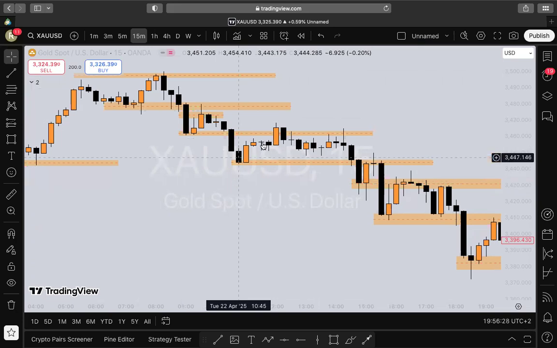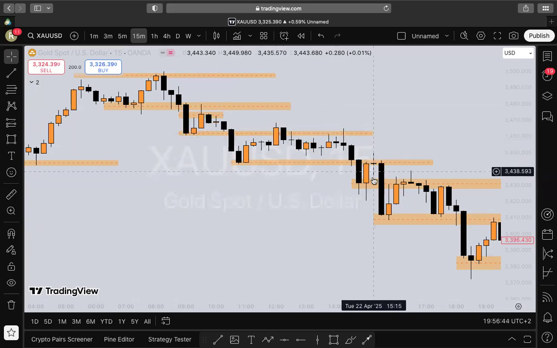So we're here, right? This level here, coming back into our OB, touching our OB, you enter. Why are we entering? We have a fair value gap. We have an OB. It is a new level of resistance. You see what I'm talking about? Then we break this level again, before this market continues to the downside.